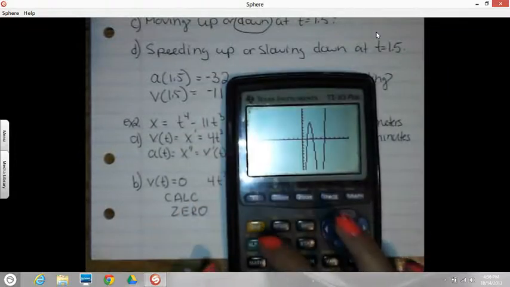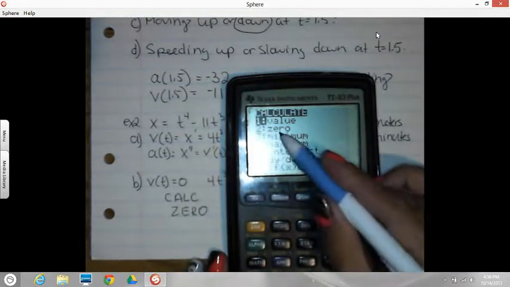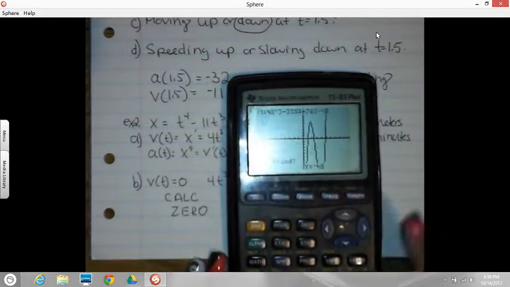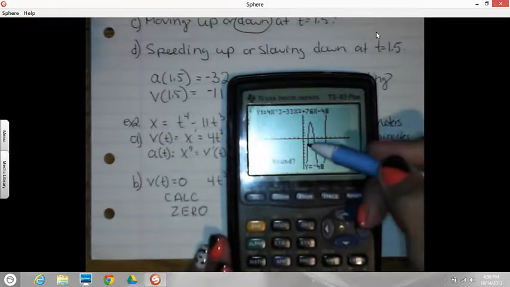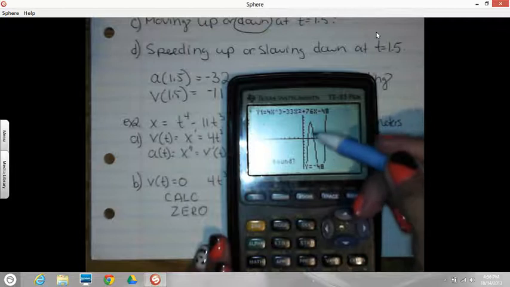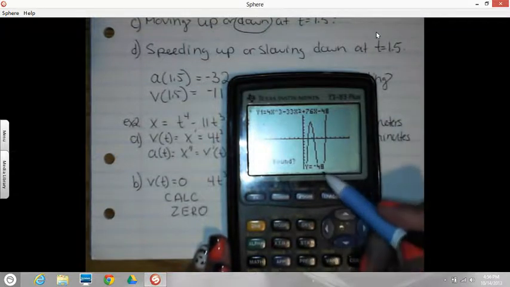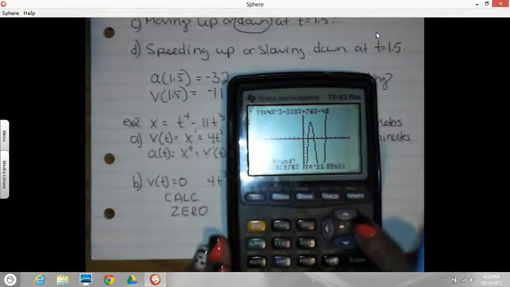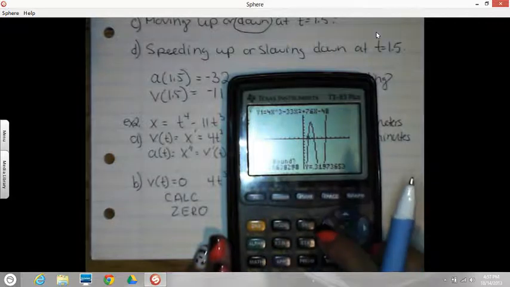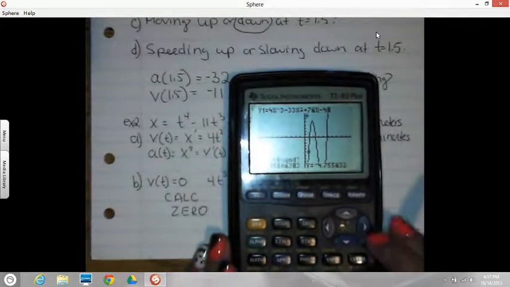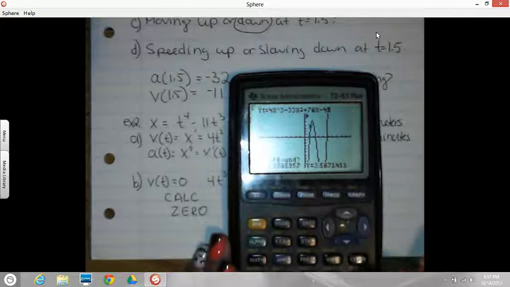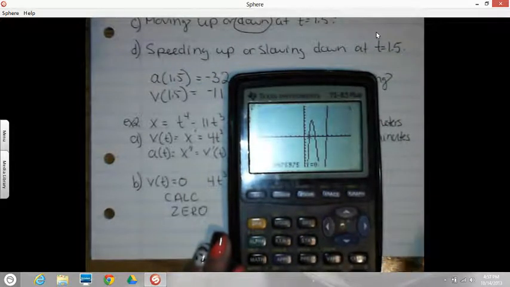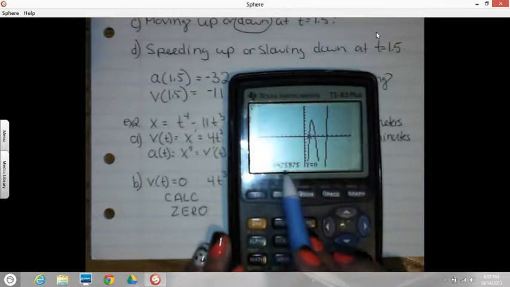So, second calc, we want to find a 0. What you have to do is get the cursor before and after each one, to give it that little window. Right now I'm down at negative 48, so I've got to come higher. There it is. I've got to be below it. Now I've got to be above it. Get that close to it. So that first 0 is at 1.05.